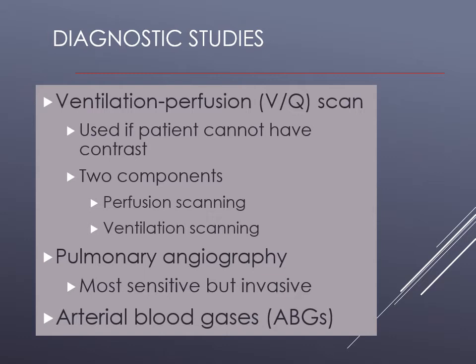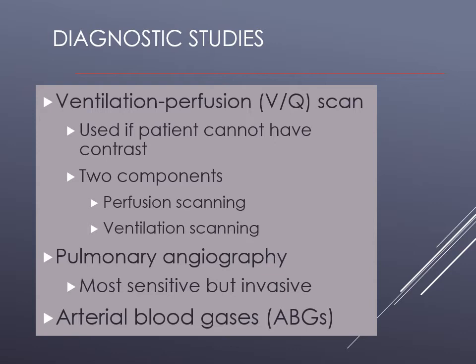The VQ scan has two components and is most accurate when both are performed. Perfusion scanning involves IV injection of a radioisotope. A scanning device images the pulmonary circulation. Ventilation scanning involves inhalation of a radioactive gas such as xenon. Scanning reflects the distribution of gas through the lung. The ventilation component requires the cooperation of the patient and may be impossible to perform in the critically ill patient, particularly if the patient's intubated.